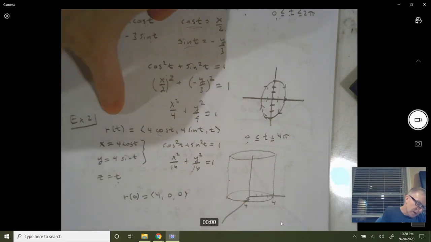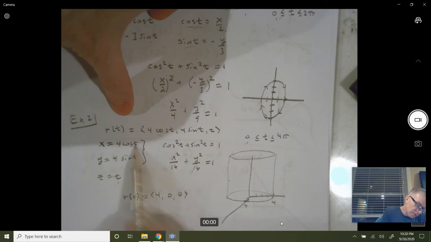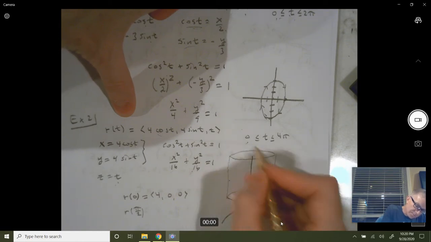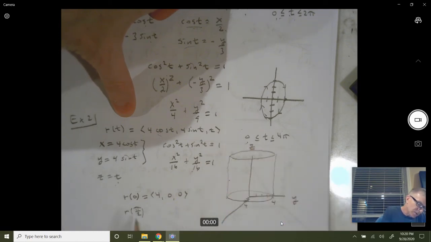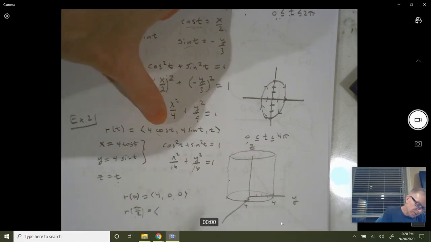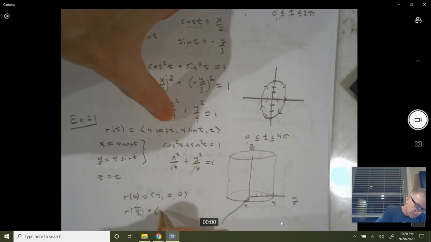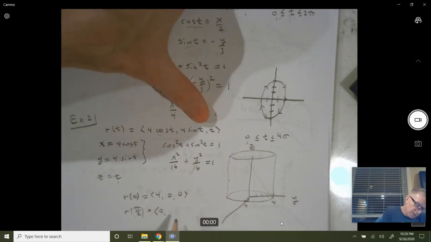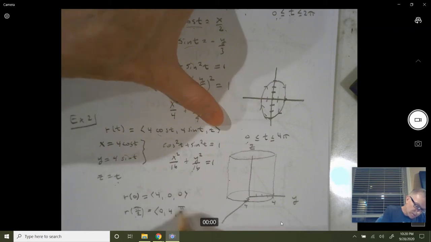Now, since the x value is 4 cosine t, we could plug in, let's say, pi over 2, just to check. But it should be traveling from the positive x to the positive y. Okay, so pi over 2, plugging that in, 4 cosine of pi over 2 is going to be, cosine of pi over 2 is 0, so we get 0. Sine of pi over 2 is 1, so we'll get 4. And then our z value is going to be pi over 2.